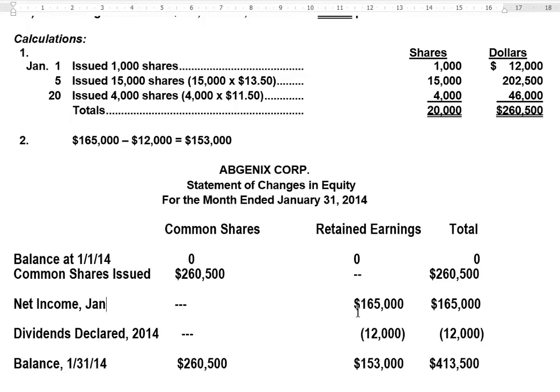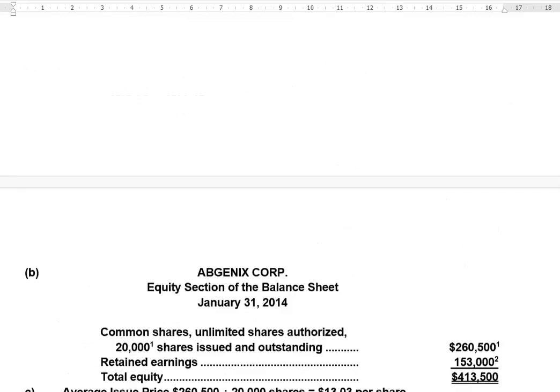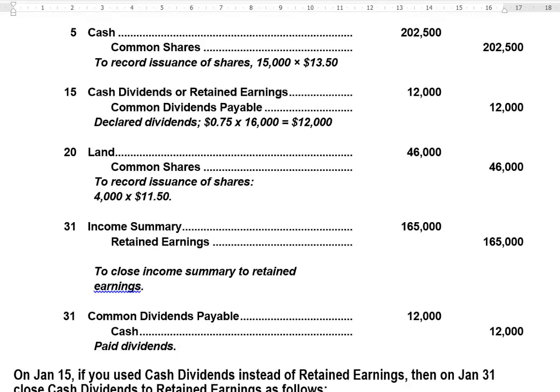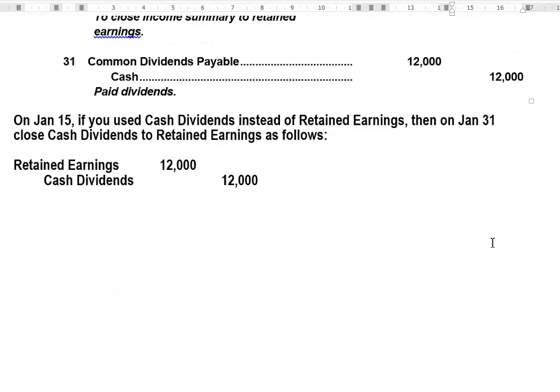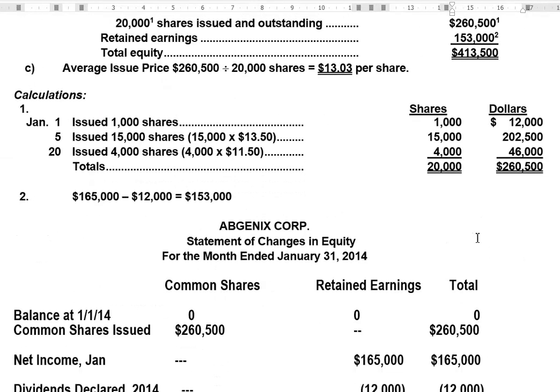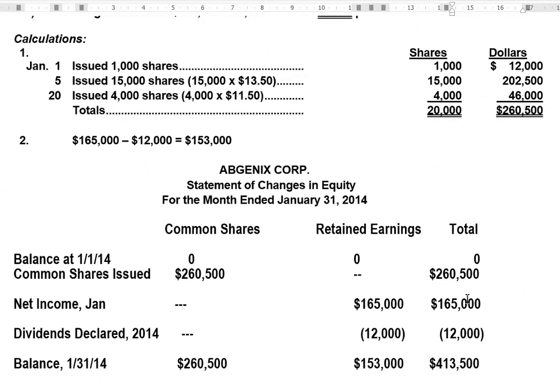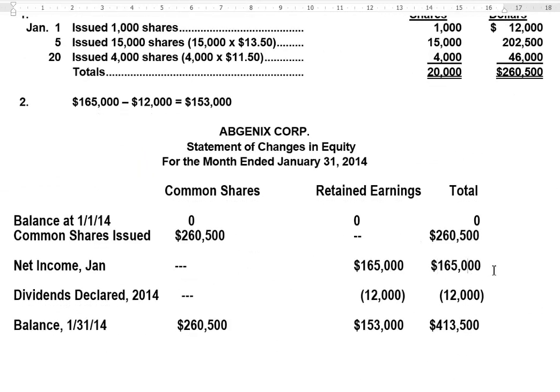In the month of January, we earned income of $165,000. We know this because in the question, they told us that the income summary had a credit balance. So when we look back at the entry that we did, if it had a credit balance, to close income summary and move that profit into retained earnings, we debit the income summary and credit retained earnings. So therefore, we can see that we increased our retained earnings by $165,000. So the income increases our equity by $165,000.